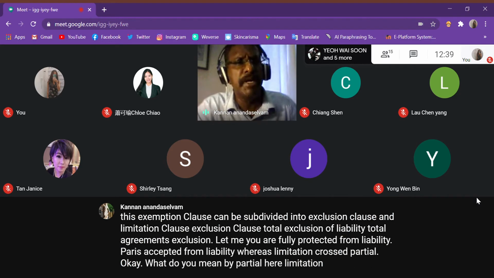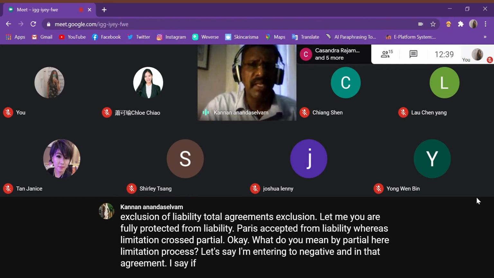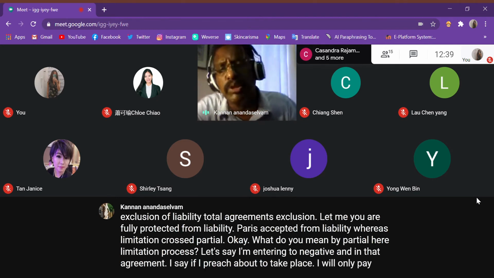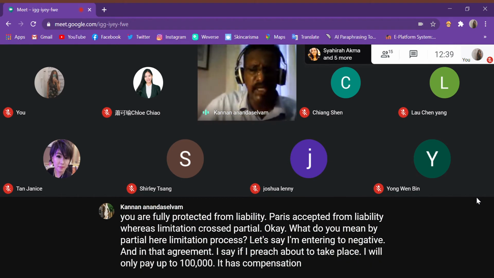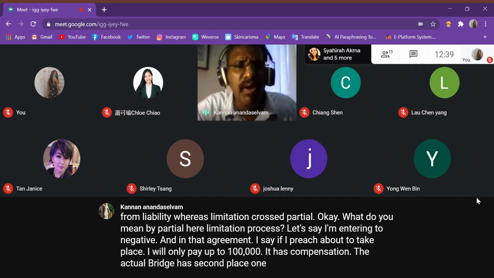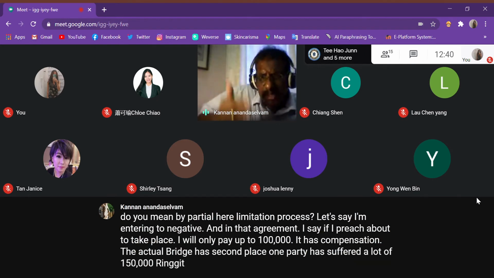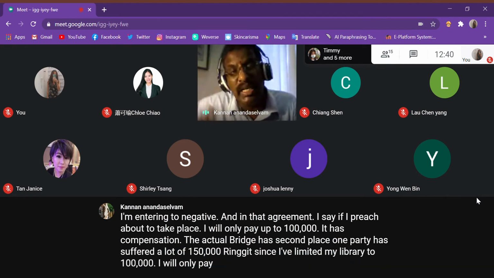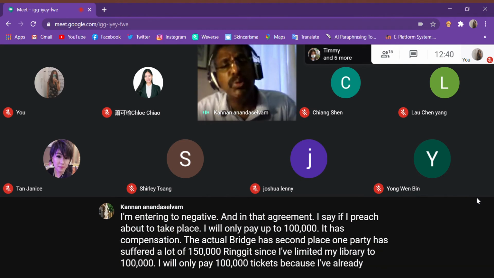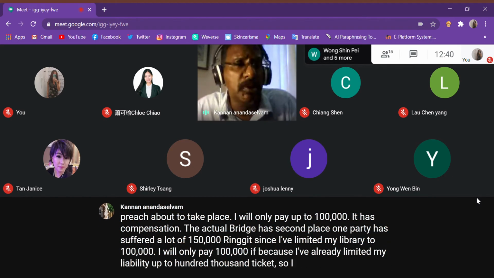Let's say I'm entering into an agreement, and in that agreement I say, if a breach were to take place, I will only pay up to 100,000 ringgit as compensation. The actual breach has taken place. One party has suffered a loss of 150,000 ringgit. Since I've limited my liability to 100,000 ringgit, I will only pay 100,000.